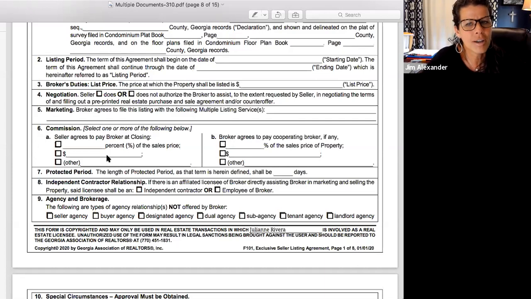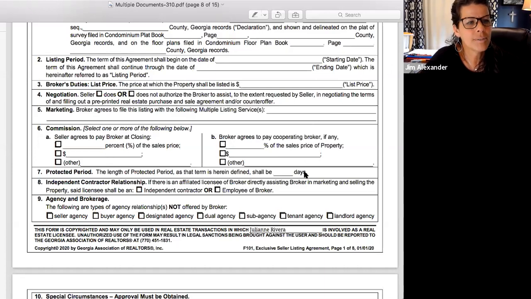I have never, ever, ever in my 24 years of being licensed had a seller not authorize somebody to negotiate on their behalf. But I guess legally, for legal purposes, it has to be there.